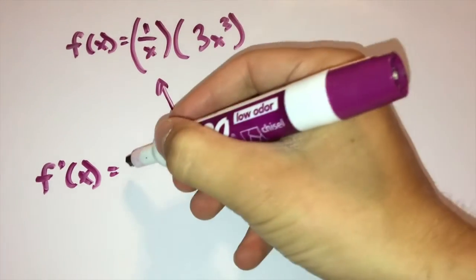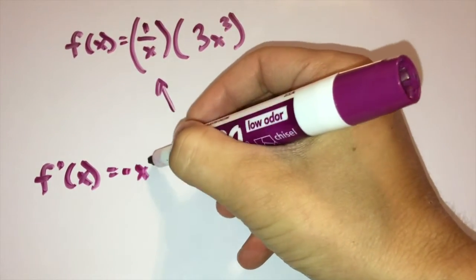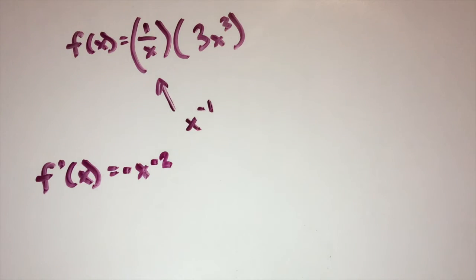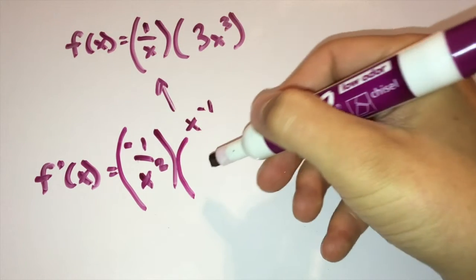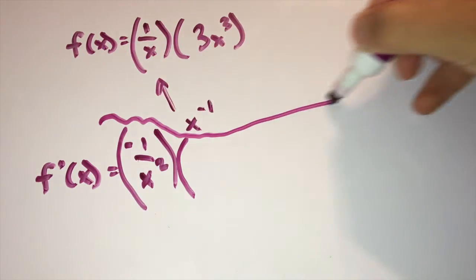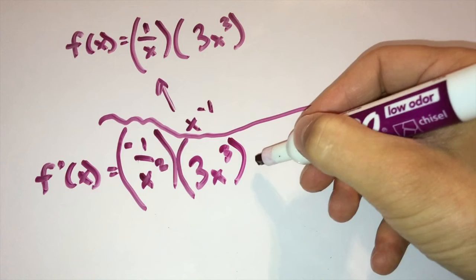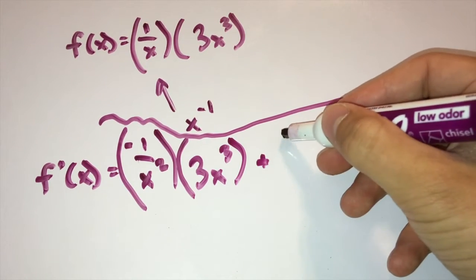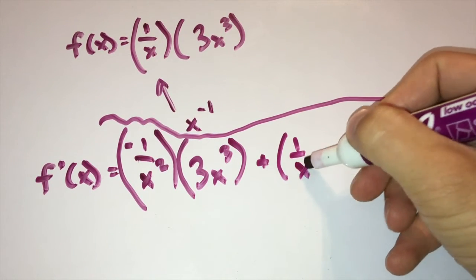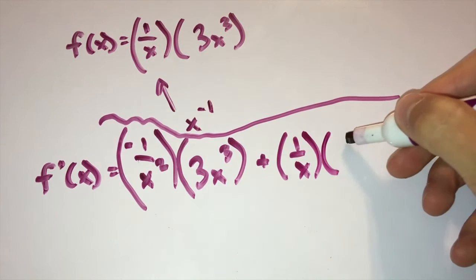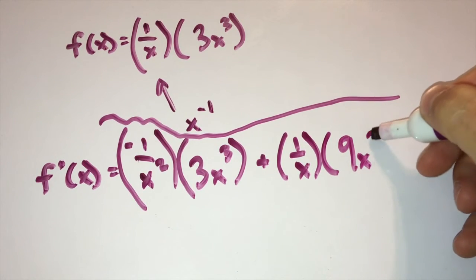And we'll get negative x to the negative second. Now we can keep going from here, but if we put x in our denominator, we can change the negative 2 power to a positive 2 power. And then we can multiply by 3x cubed, and then plus, and then this time we'll leave the 1 over x alone, and we'll take the derivative of 3x cubed, which will give us 9x squared.